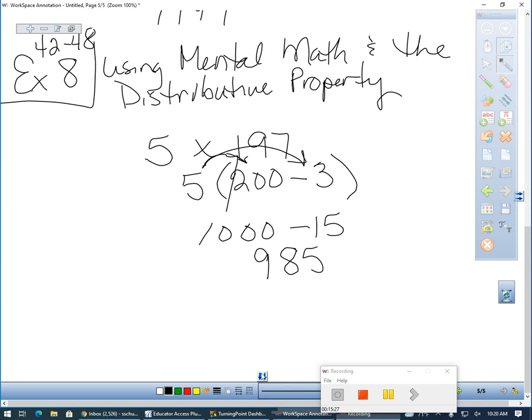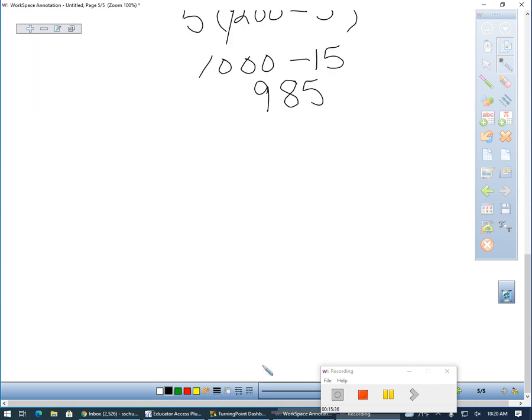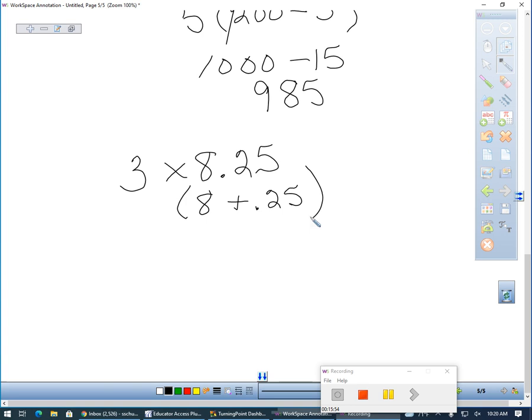Okay, one more real quick and I'm done. Same exact thing, so let's make it a little tougher. What if I have 3 times 8.25? Okay, good. 8 plus 0.25. And we're going to put our 3 in the front. So we have 3 times 8 is how much? 24. Plus, what is 3 times 0.25? Perfect. And can I easily add those two in my head? Good.